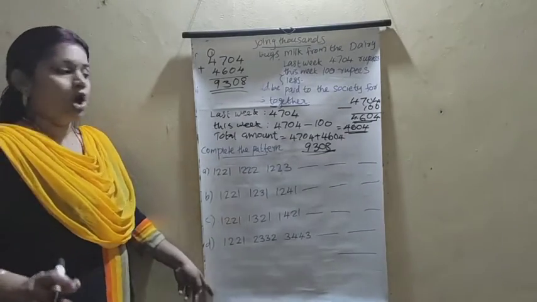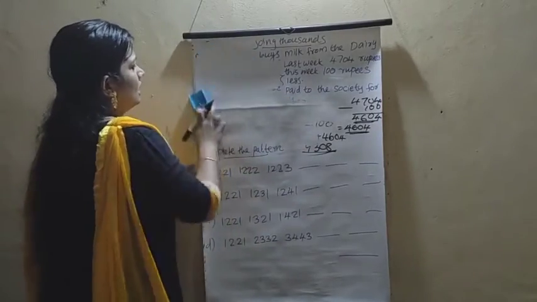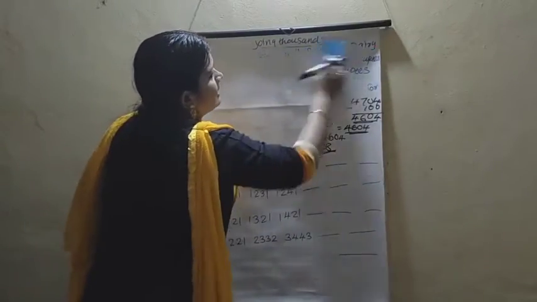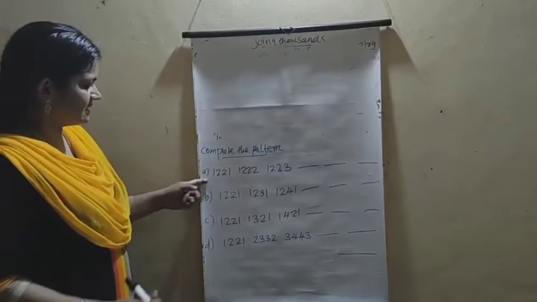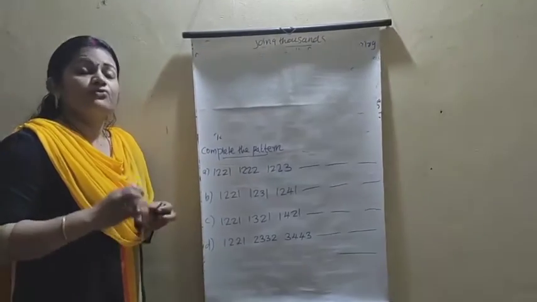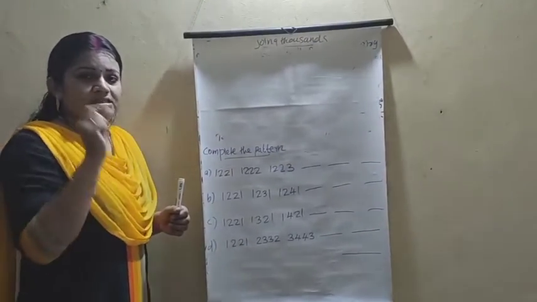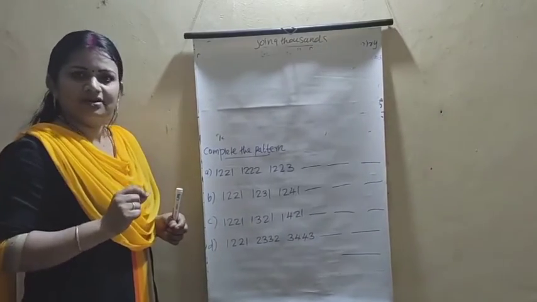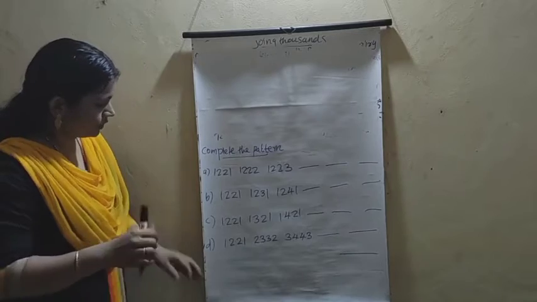10,308? Okay, children. Now next we are going to complete the pattern. Complete the pattern, it's very simple. How to write the pattern easily? First you have to read the question carefully and check which place is changed. Okay, which place is changed.